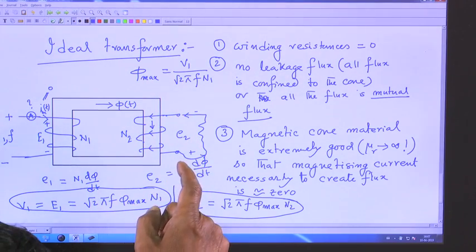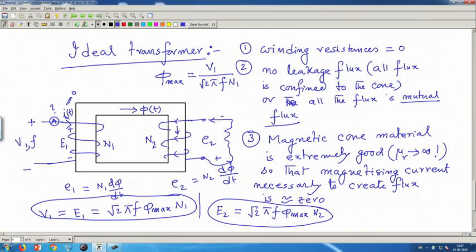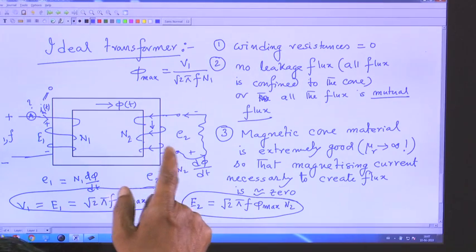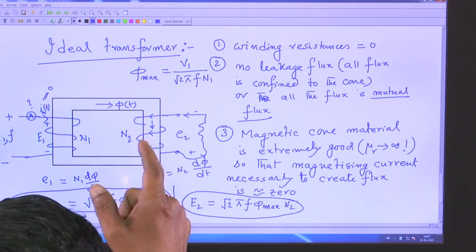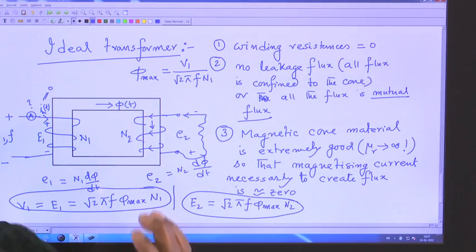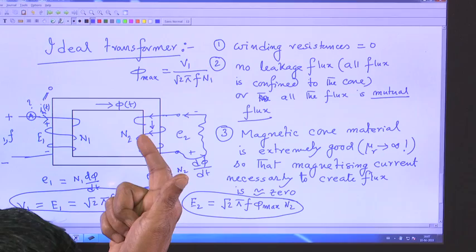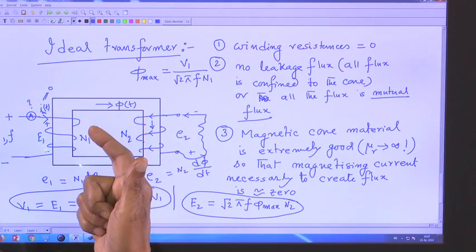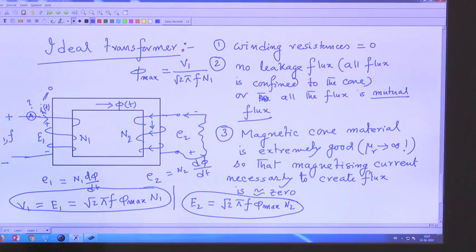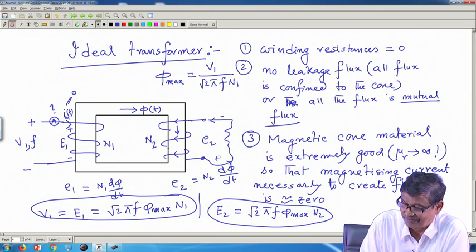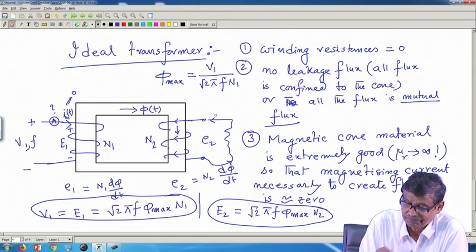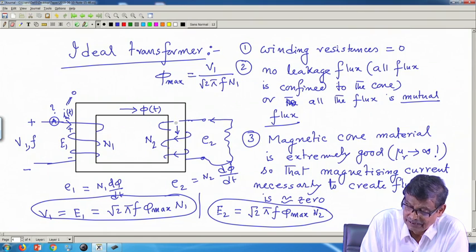So the polarity of this induced voltage will be such that if this E2 is allowed to act, it should pass current through this winding in such a direction that it will try to oppose this flux. That is what has to be. Therefore, it looks like this is not correct. So this cannot be like this.